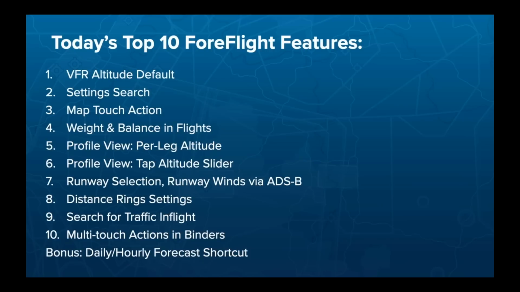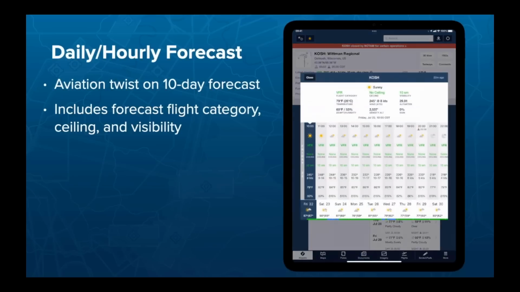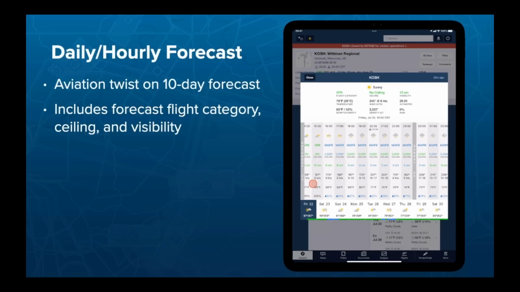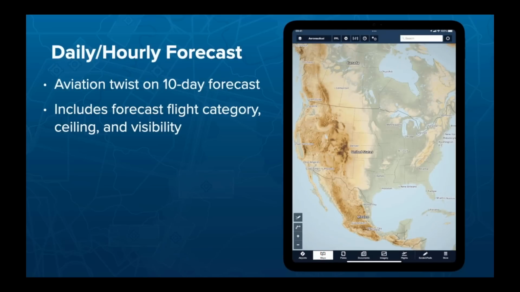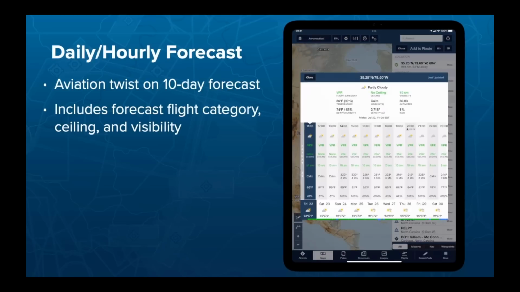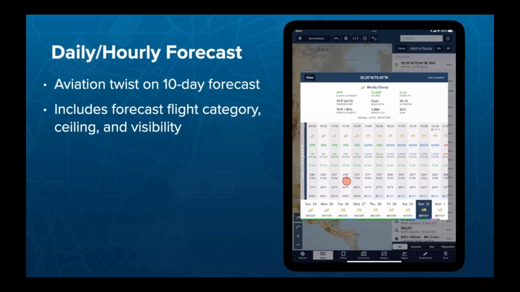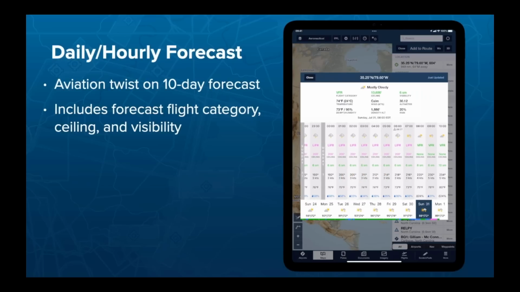So the last one we wanted to talk about was the daily hourly forecast shortcut. A while ago, we introduced the daily and hourly forecast into the app, and this is an aviation themed forecast that you can get for any airport in the world and also any location. We'll show that a little bit more in this demo, but it brings up an hourly forecast with aviation specific details, flight category, ceiling, visibility, and so forth. And if you just want a forecast even for the lake that you're at, you can zoom in on the map, touch and hold on the lake, and tap the WX button, and that will bring up the daily forecast for it.